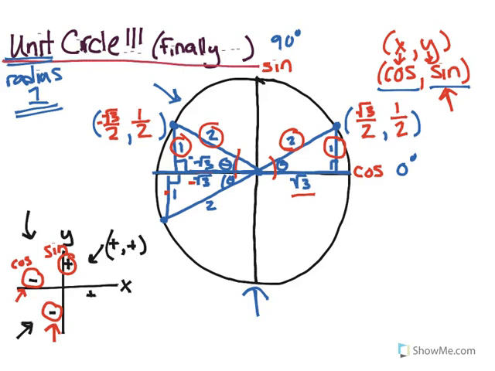So we get our coordinate on here, and we start figuring out our sine and cosine values. Cosine is going to be adjacent over hypotenuse. So again, we have negative root 3 over 2. And then our sine value, which is opposite over hypotenuse, so negative 1 over 2, or negative 1/2.